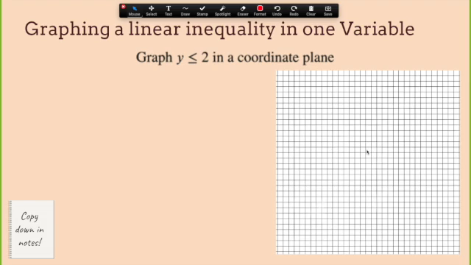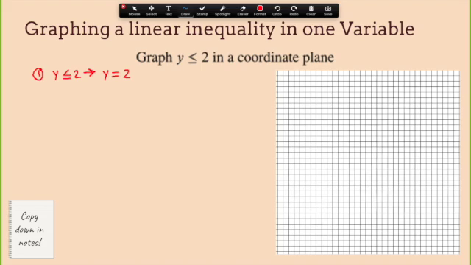And so for today, we're going to be talking about how to graph linear inequalities, starting with one variable first. So right here, we're asked to graph y is less than or equal to 2 in a coordinate plane. Now, the first step that I like to do when graphing inequalities is I like to change my inequality statement to an equation, where instead of having less than or equal to, I always switch it out with that equal to sign, because I know how to graph equations.